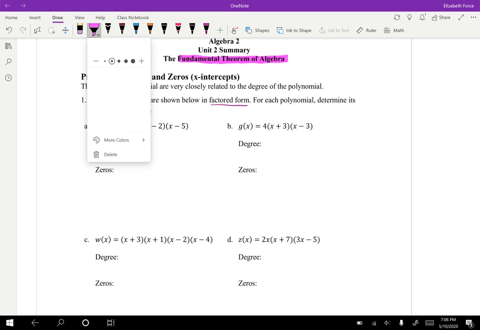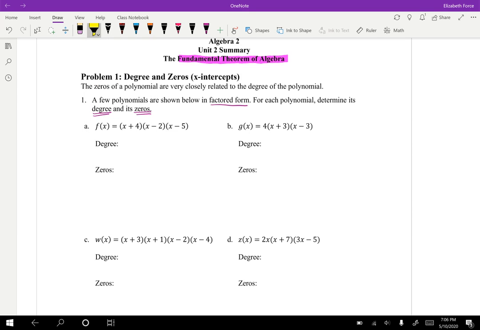So if you look at the first one, we're going to use our little trick of just multiplying the first term in each factor to help us get our degree. So x times x times x is going to give me x to the third. So our degree is equal to 3.